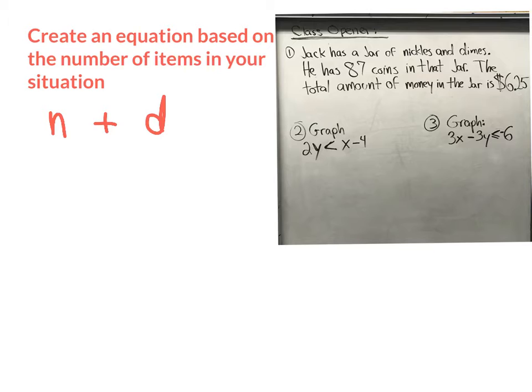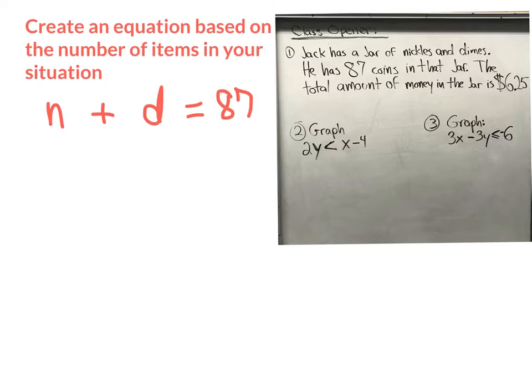And we know that how many total coins are there? 87 total coins. So that is an equation that was created by reading the question and representing the number of items in your situation, right? We have coins. How many coins? We don't know exactly how many nickels and dimes, but we know the total is 87 coins. So now we want to create an equation based on money.